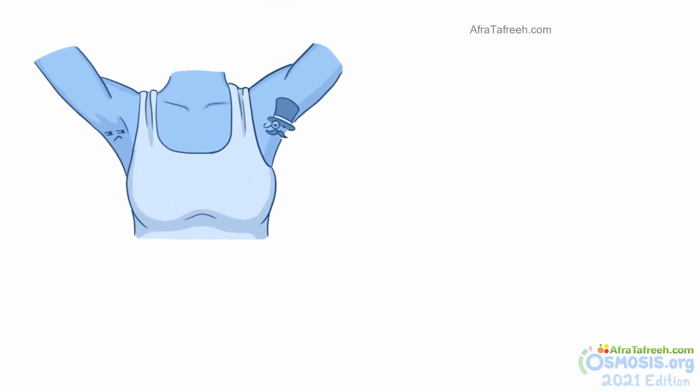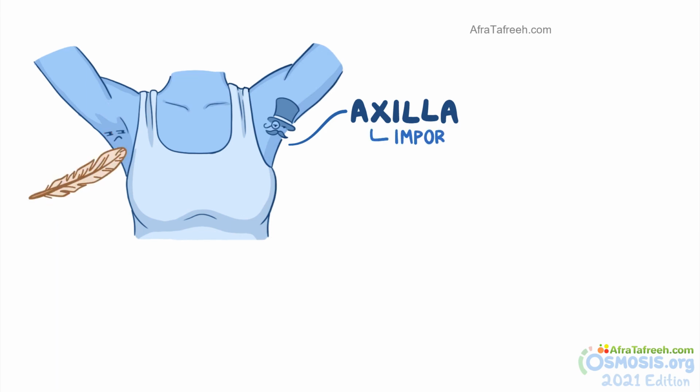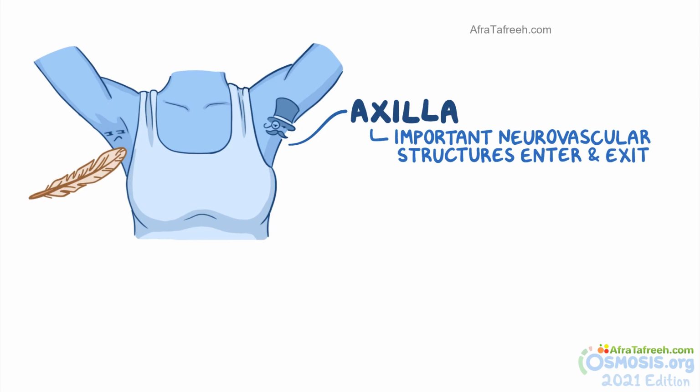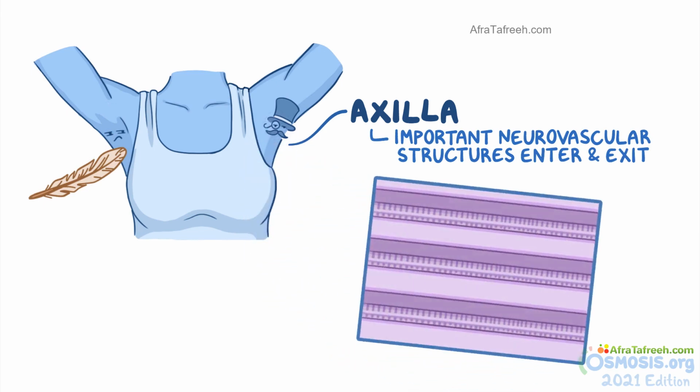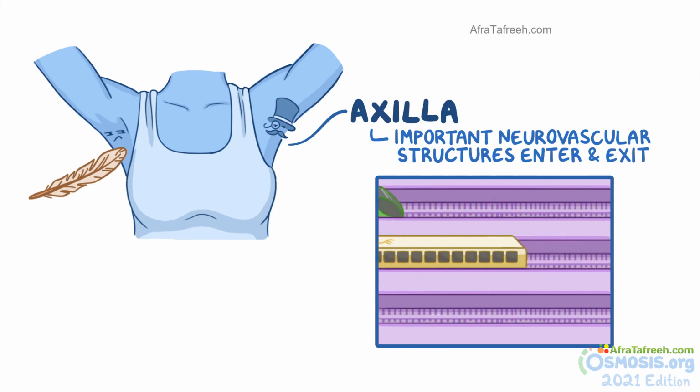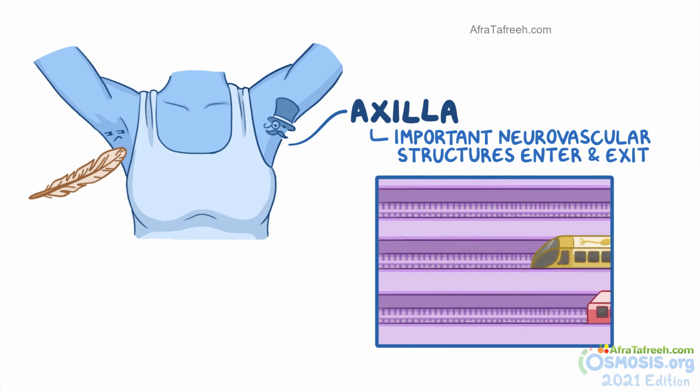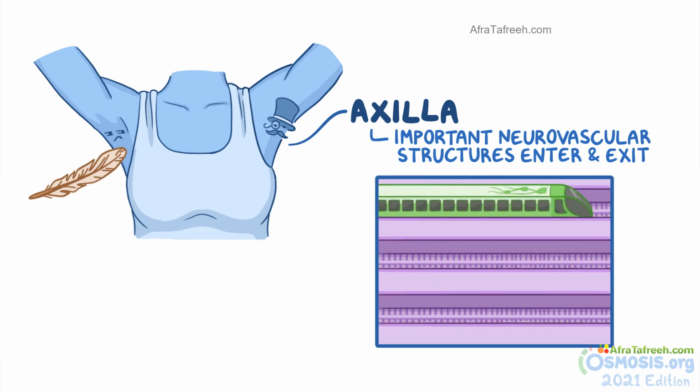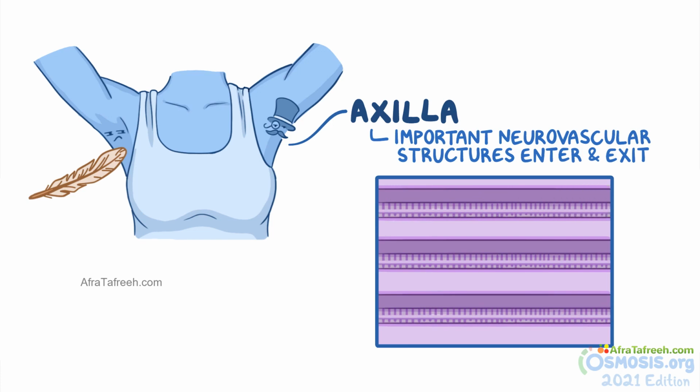I know what you're thinking. Isn't the axilla just a fancy name for the armpit? Well, besides the axilla being notoriously ticklish, it's also where many important neurovascular structures enter and exit to reach their target locations. Think of it like a train station, with many trains passing through en route to delivering electrochemical signals, blood, and lymphatics to their appropriate destinations.